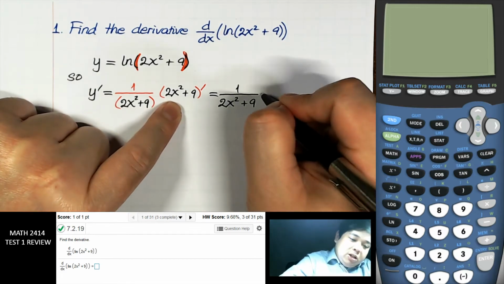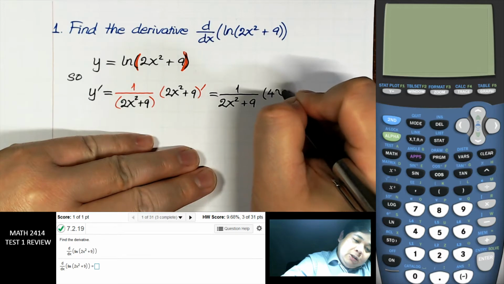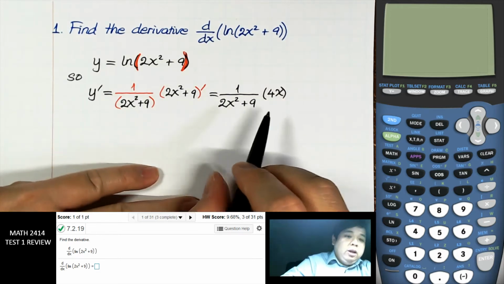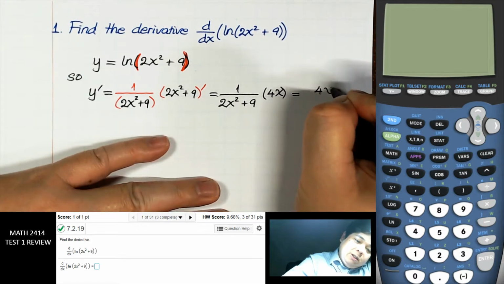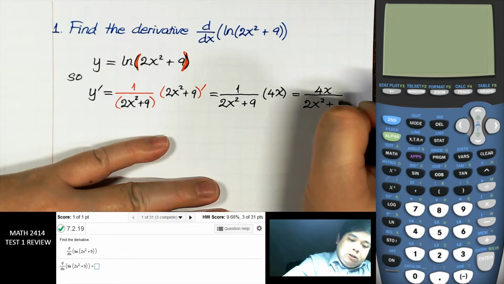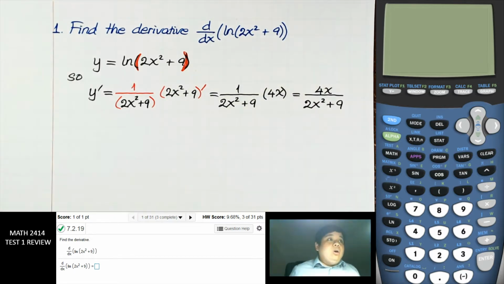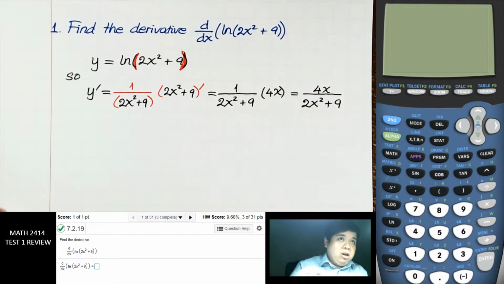The derivative of 2x squared plus 9 is 4x, and we can put 4x on the top. Notice that the 4 and the 2 cannot be cancelled because of the plus 9. So let's type the answer here.